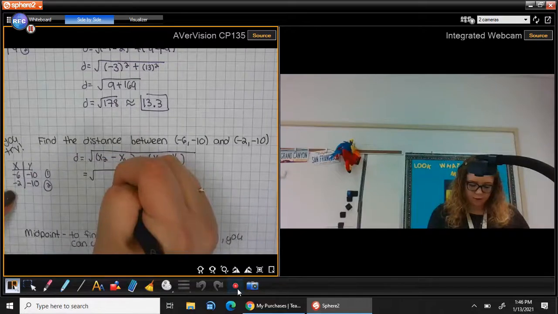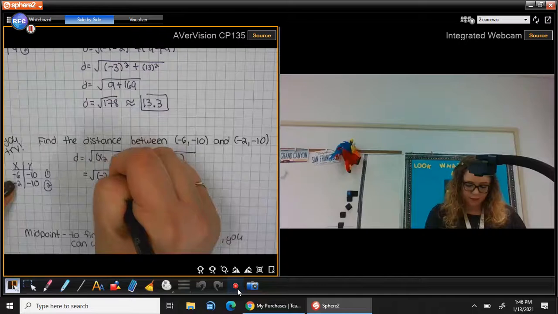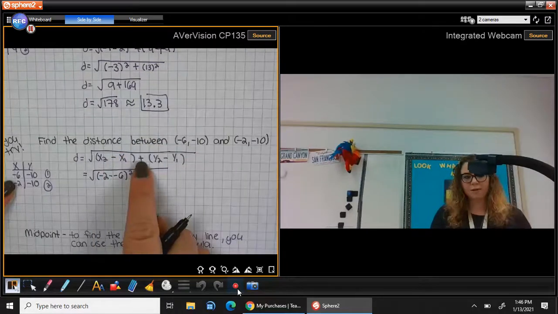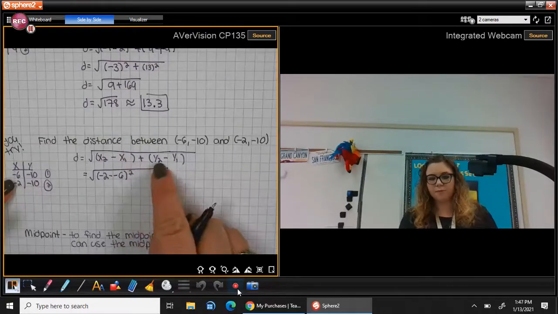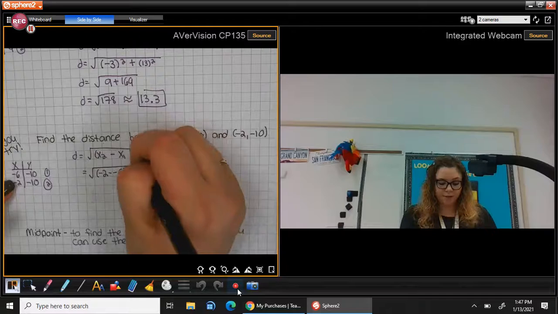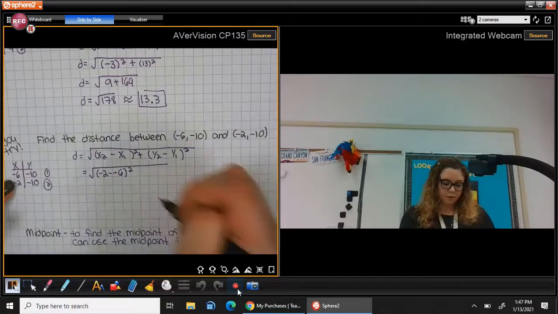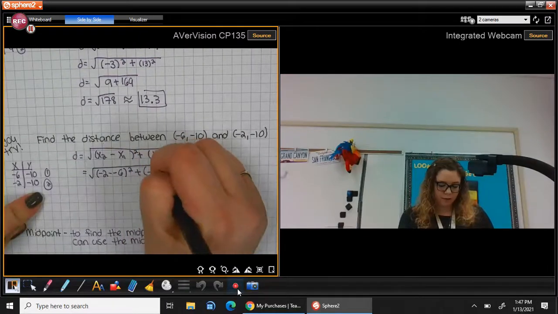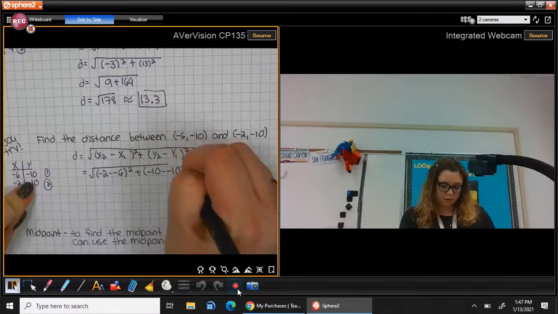Okay, x2 is -2 minus x1 is -6, squared. Okay, let's go back up here. What did I forget to add up here? That's very important. My squares. Okay, I forgot to square each side. Okay, my y2 is -10 minus my y1 is -10, squared.